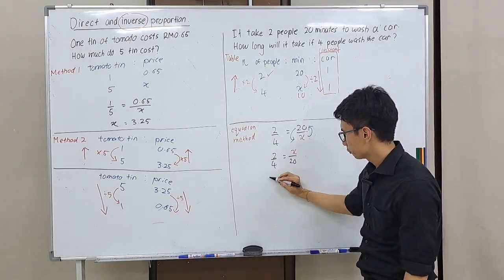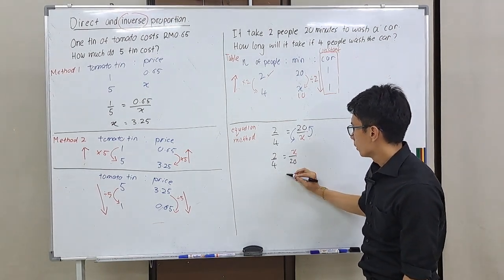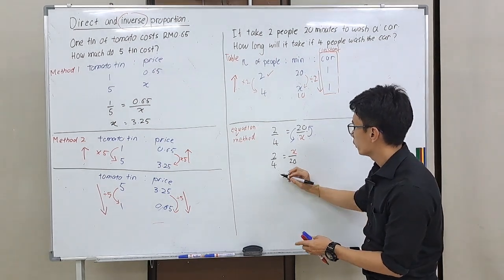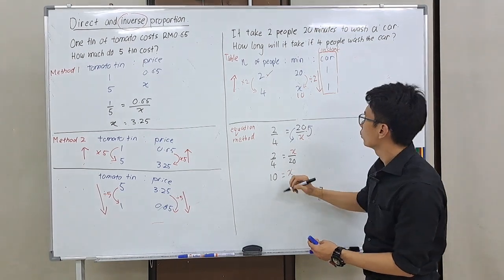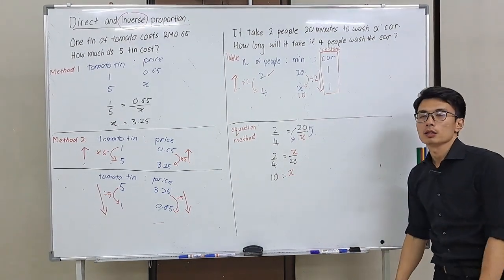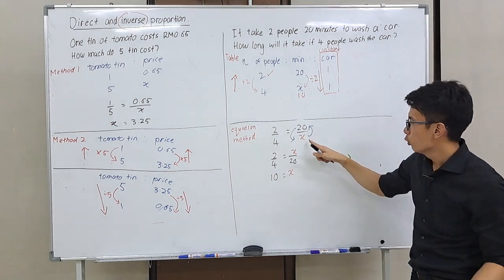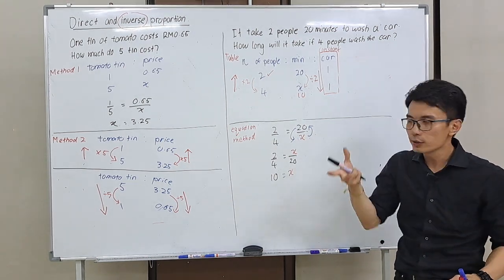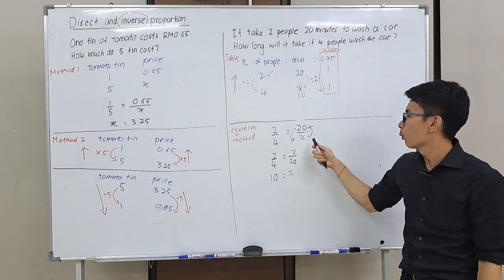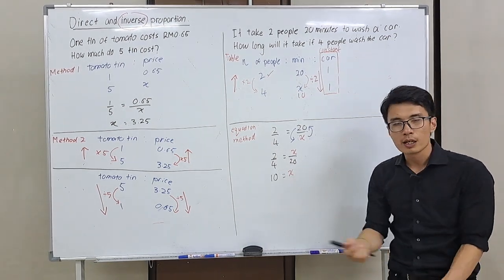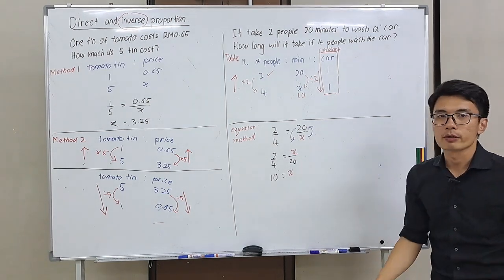Okay? So right now I will just solve this. I will find the x, and true enough, if you solve this, you will get x equals 10, which is the same as this. So if you want to use the equation method, please remember to flip the inverse, okay? One of it, not both of it, one of it. Just remember to inverse that, and then you can solve your answer.